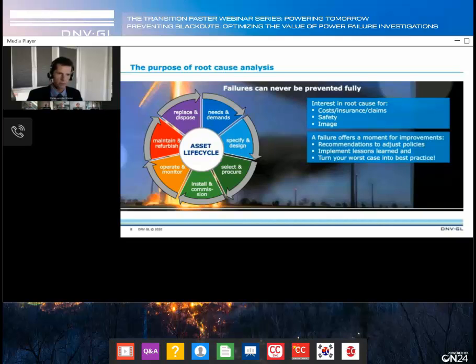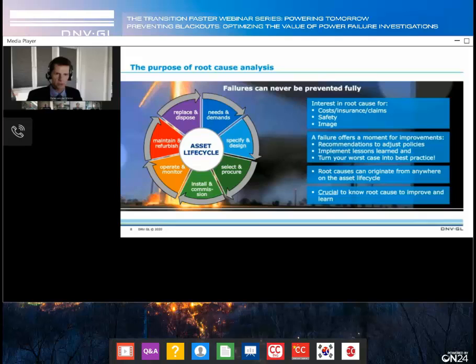Now, what we have also experienced is that the root cause of failures can originate from anywhere around this circle. We have seen many examples of components being in operation for more than 10 or 20 years, but failing because of some deviation during installation, or even a small error in production or design. So it is of crucial importance to know exactly where on this cycle the root cause is initiated in order to improve on exactly that spot and actually prevent that from occurring.